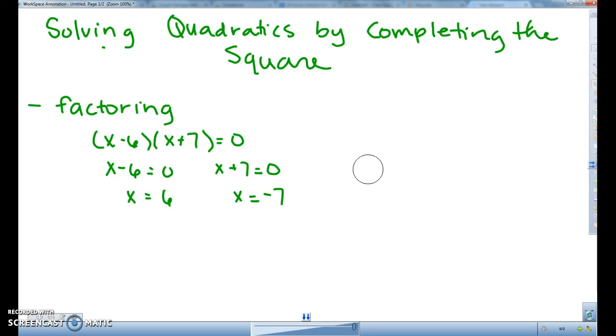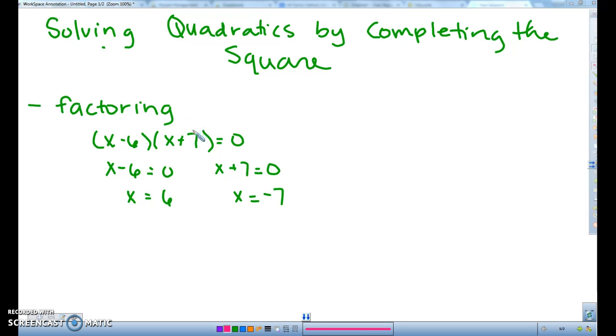So today we're going to talk about solving quadratics by completing the square. And we've solved quadratics in the past. Before, we used factoring, so we would factor some long quadratic and we'd get something like x minus 6 times x plus 7. And it was always set equal to 0 so that we could solve, and we set each piece equal to 0. And eventually I got x equals 6, x equals negative 7.